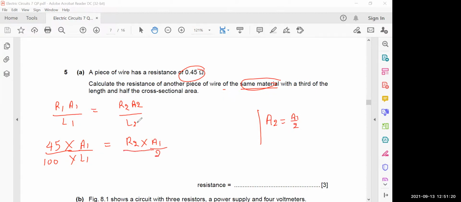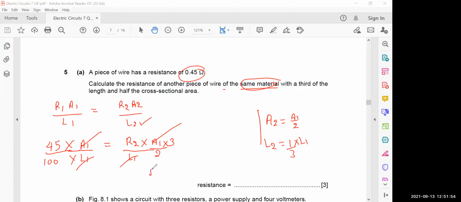Now in the denominator, you have to write L2. What is L2? They said the length of the second wire is 1/3 of the length of the first wire. And we have taken the length of the first wire as L1. So it will be L1 by 3. So I think I can write 3 here. Now please cancel A1 by A1. You can cancel L1. And now you need to cross multiply.